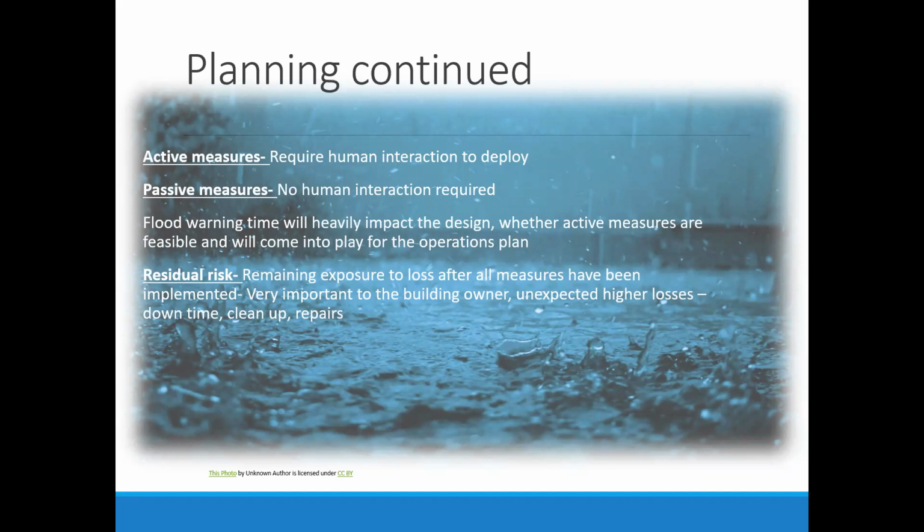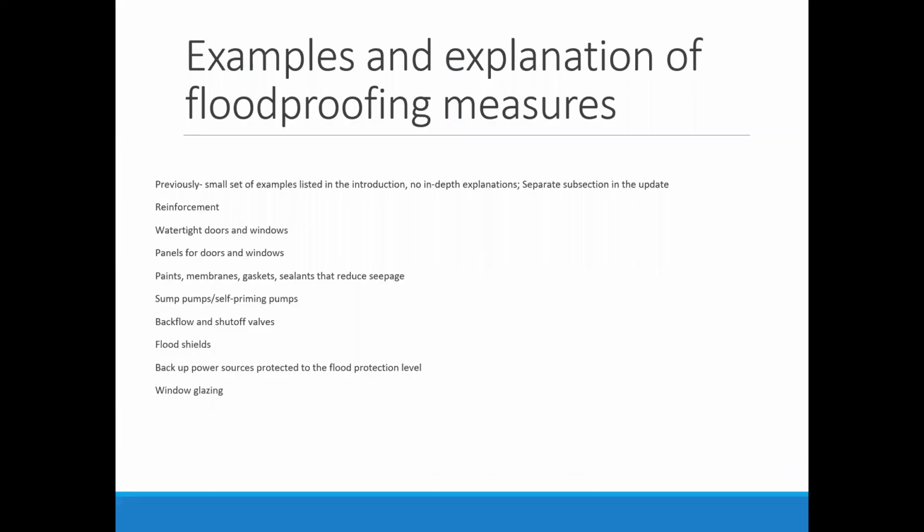So again, active measure, we need people to deploy them. Passive measures, we don't need people to go out and do them. They're just going to work automatically. So there are some floodgates that rise up with floodwater that close automatically. There's reinforced glass called aquarium glass that you can put on windows. That's a passive measure. So again, with the flood warning time and having enough time for someone to go out and do all that.